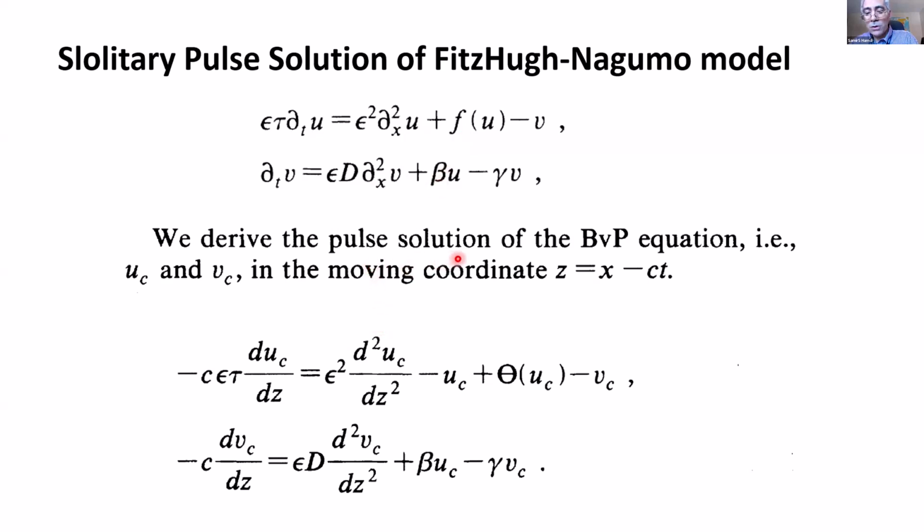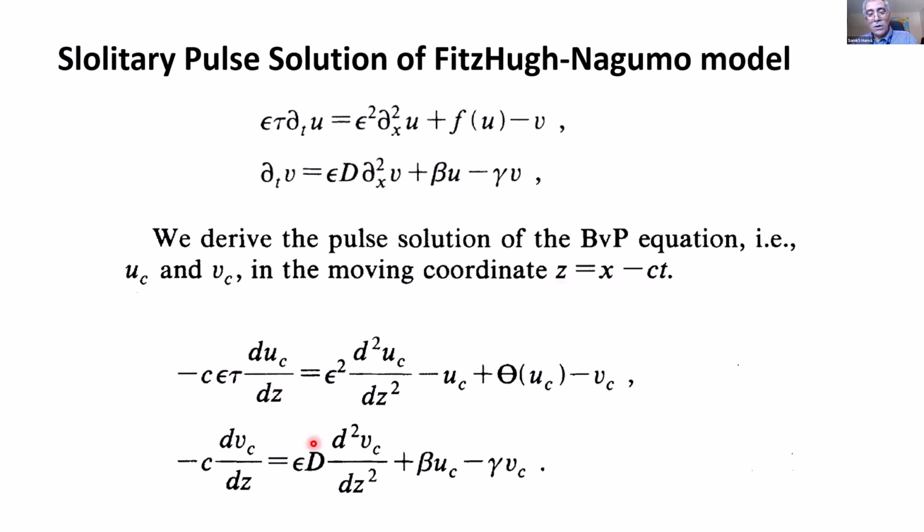Now, when we look for pulse solutions, it becomes a boundary value problem, because the pulse has a bell-shaped, localized form. So we will use a moving coordinate, which is very common in the case of propagation of waves. The moving coordinate will be z equal x minus ct, where c is the celerity, or the speed of the wave. Using that moving coordinate, instead of having the two independent variables x and t, we will have the independent variable z.